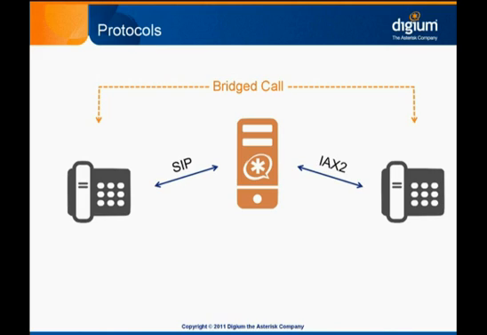Asterisk has varying levels of support and compatibility for other VoIP protocols. There are native channel drivers for MGCP and SCCP, and there is more than one implementation of the H.323 protocol for Asterisk. These protocols are less widely used with Asterisk and are not covered in any further detail in this course.